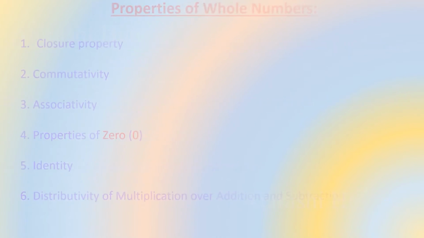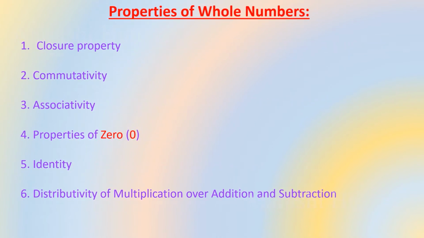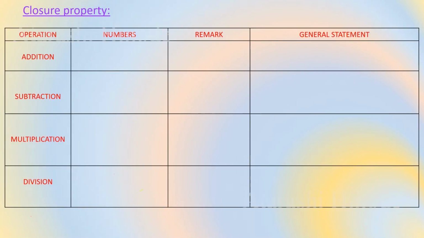Now let us go to the properties. In this video, we are going to learn the first three properties, that is closure property, commutative property and associative property. The remaining properties we will learn in the next video. The first property is closure property. Let us check the property for all the four arithmetic operations.